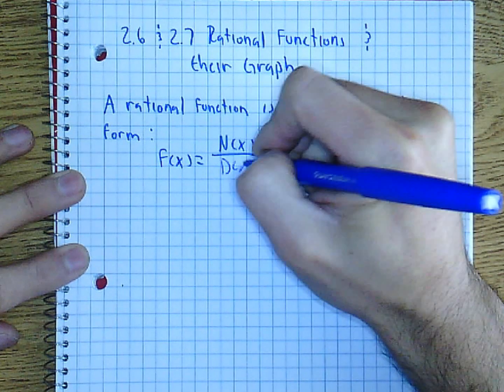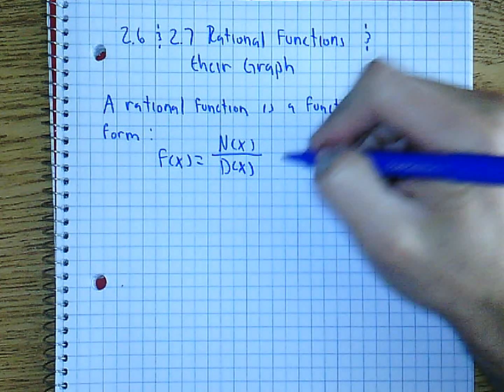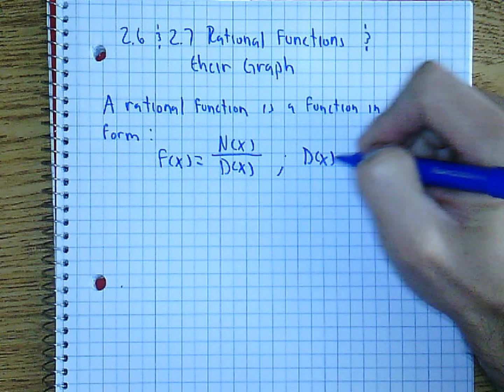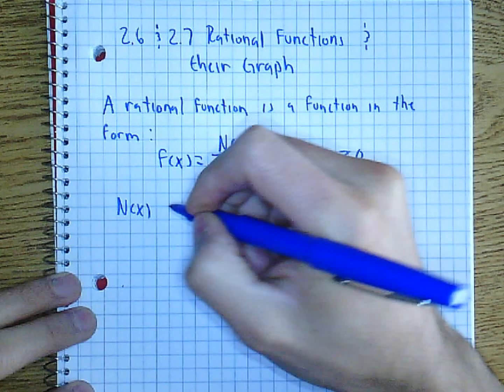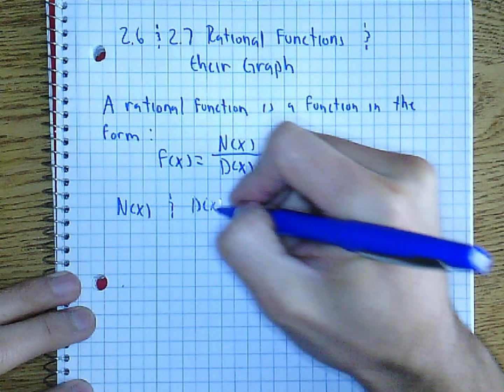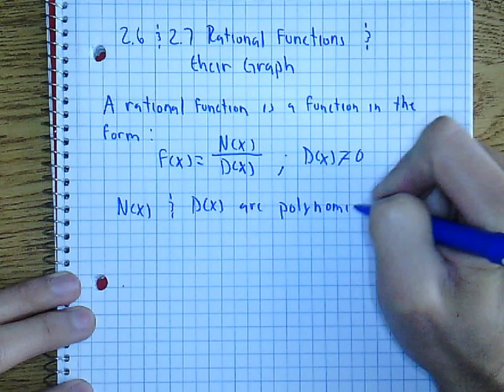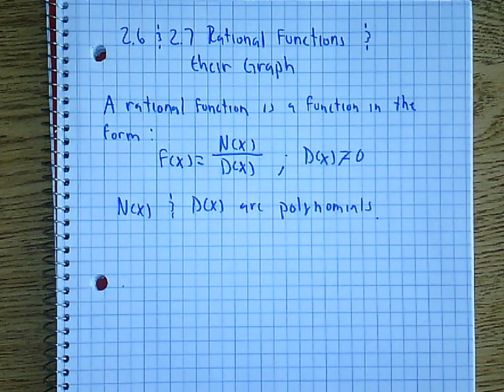So I'm going to call that function n of x, and I'm going to call the other function d of x, where if you have a fraction, we should know that the denominator cannot equal 0, and more importantly, n of x and d of x are polynomials. So in other words, a rational function is the division of two polynomials. Okay, very, very important for us to know this.